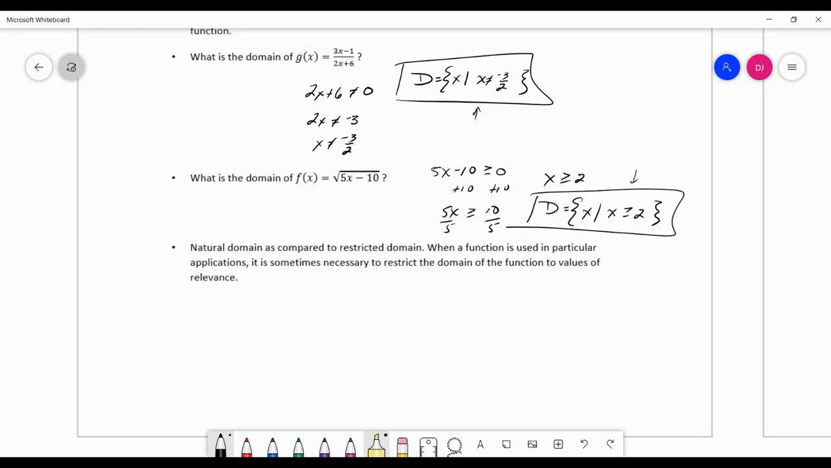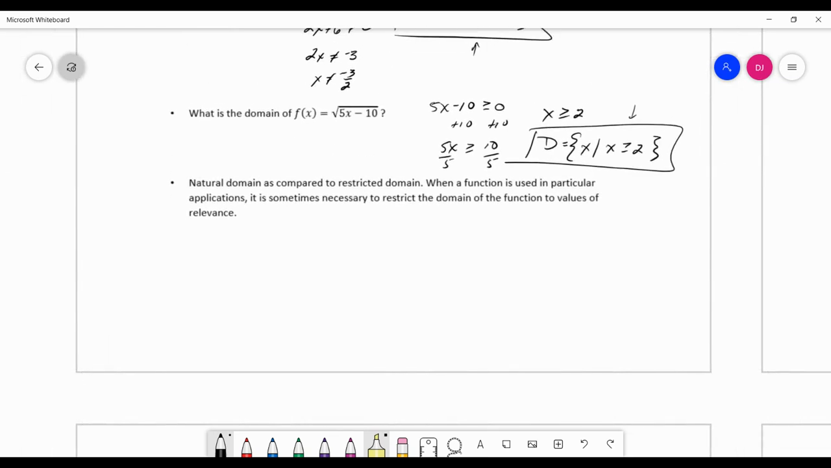Okay. Now, a comment here about domain, natural domain compared to restricted domain. I like to use an example like this, right? So let's suppose that we have a concave down parabola that looks like this, and this represents the height of an object after I throw it. So here's time t equals 0, and here's time t equals 4. Whatever object I'm throwing, it takes 2 seconds for this object to reach its maximum height, 4 seconds to reach the ground.